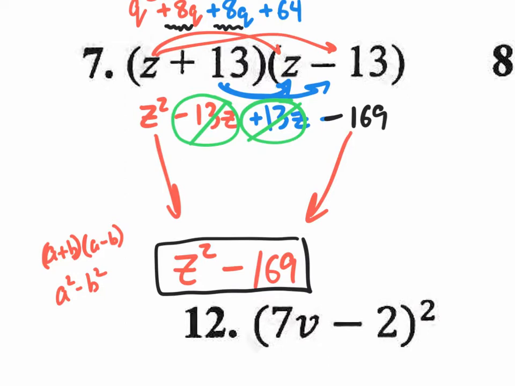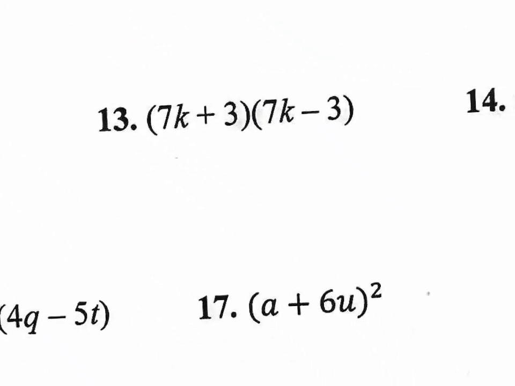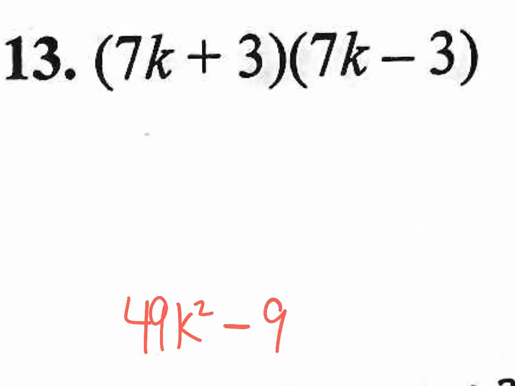So in regards to today's notes, we did not learn anything new, except for this pretty cool shortcut. When you do have a binomial times itself, but one's plus and one's minus, it's easy to get your answer. What's the answer here going to be using the shortcut a squared minus b squared? In other words, 7k times 7k, what's that? 49k squared. And then minus 3 times 3 is 9. Boom. That's your answer. No work needed.